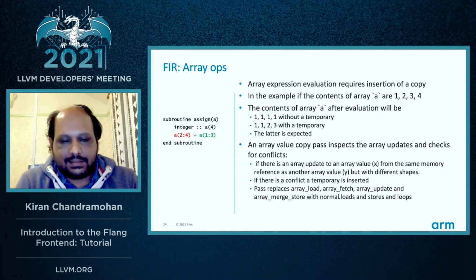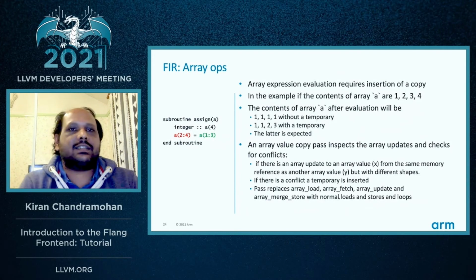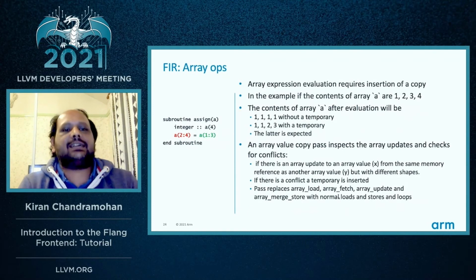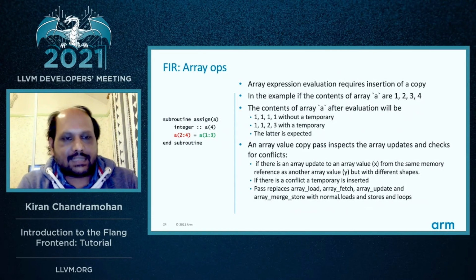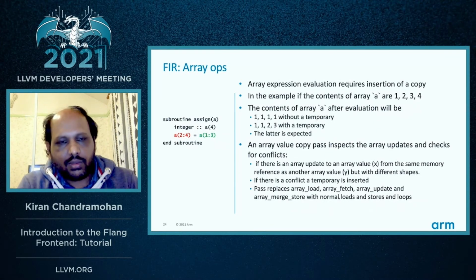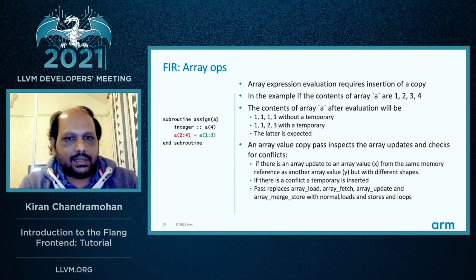The array expression operations might require insertion of a copy instruction. That's what is shown in this example here. On the left hand side, we have a subroutine called assign. It takes in an integer array A of size 4, and inside the subroutine, we are taking the values of the array slice from 1 to 3 and storing it to the array slice 2 to 4. So assume that the contents of the array A are 1, 2, 3, and 4.